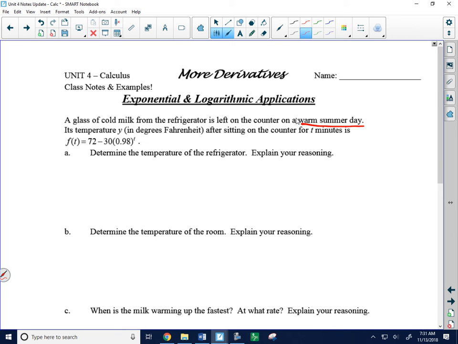It is a warm summer day, and a glass of cold milk from the refrigerator has been left on the counter. Its temperature, Y, in degrees Fahrenheit, after sitting on the counter for T minutes, is modeled by this function. So Y is the temperature based on T, time, which is minutes. And you can see 72 minus 30 times 0.98 to the T. So there's the a to the x type, a number to the x power.